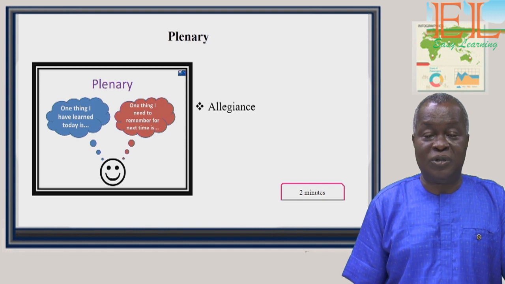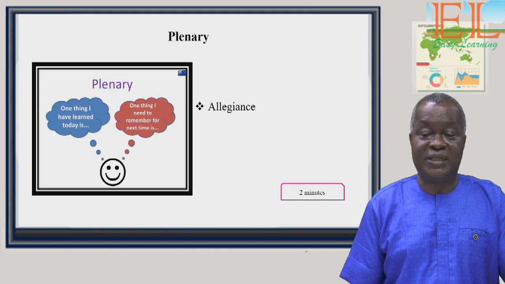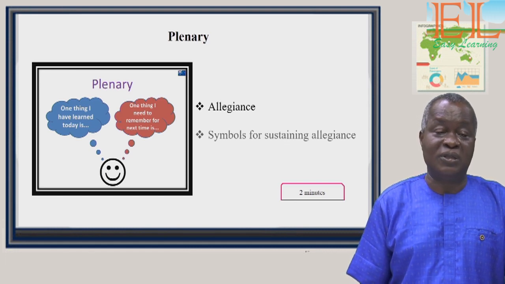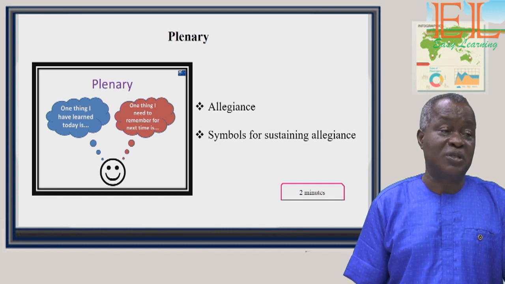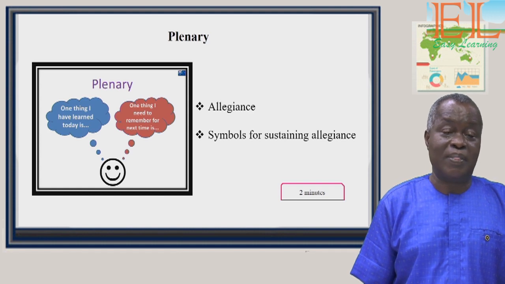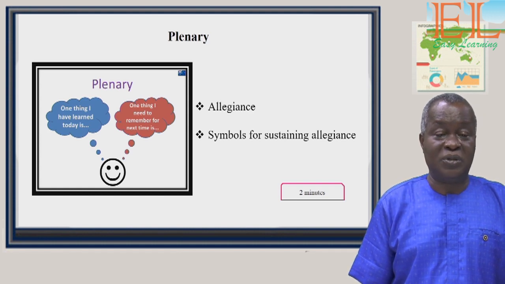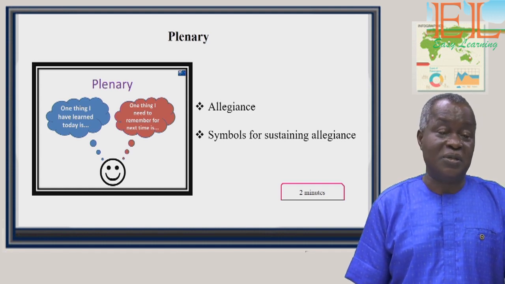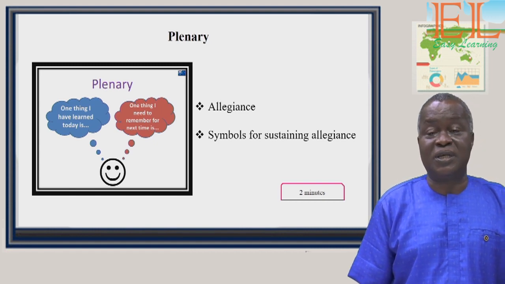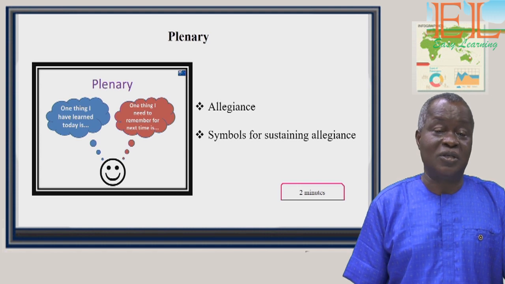And then we also looked at symbols of sustaining allegiance. These symbols we looked at: national symbols. We also looked at traditional symbols, and finally also looked at symbols representing associations such as football teams and social organizations.